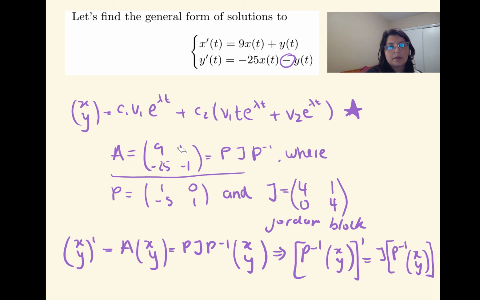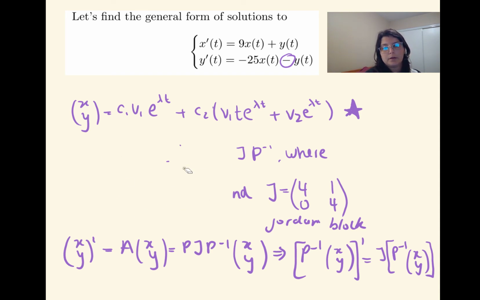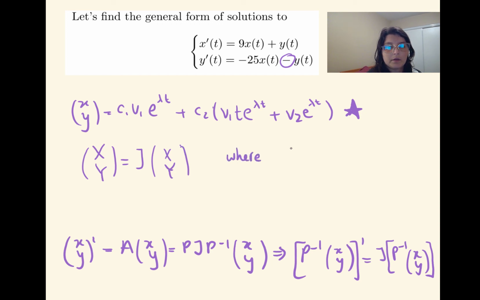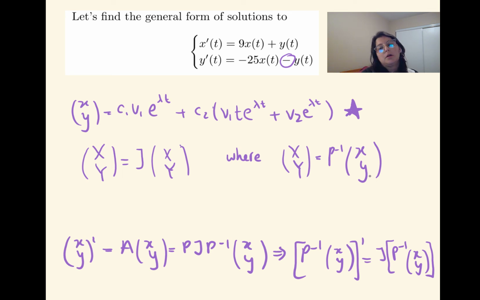And the system we just got is equivalent to capital X, capital Y equals J, capital X, capital Y, where capital X, capital Y relate to lowercase x, lowercase y this way. So we can change variables to rewrite the system we were given as a system that looks like this. Capital X, capital Y prime equals J, capital X, capital Y.